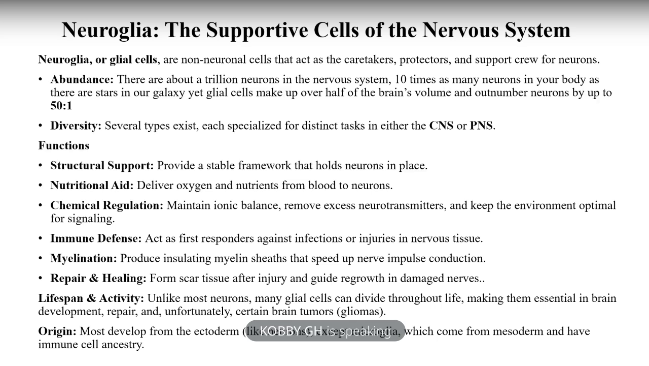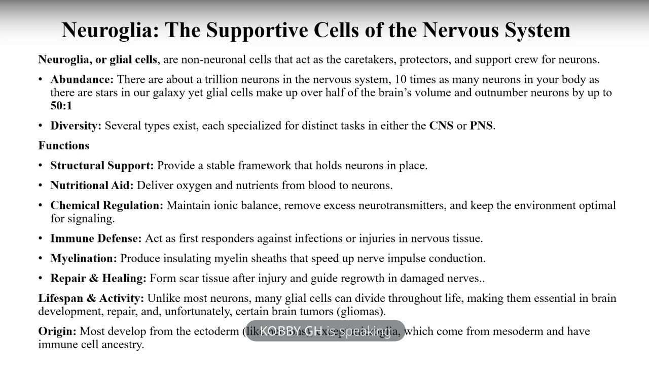So either you call it a glia cell or neuroglia. But when we say neuroglia, it simply means a non-neuronal cell. It's not a neuron. Neuroglia are not neurons. That's why we call them non-neuronal cells, meaning they are not neurons. So these are cells that act as caretakers, more like protectors, or you can say they are the support crew for neurons. They support neurons. Is that okay?